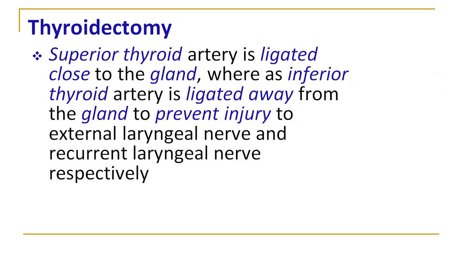Ligate the superior thyroid artery as close to the gland as possible. Why? Because the external laryngeal nerve is plastered to the superior thyroid artery. It will diverge only near the apex. So, ligate the superior thyroid artery as close to the gland as possible. Whereas the inferior thyroid artery should be ligated as far away as possible to prevent injury to the recurrent laryngeal nerve, because the recurrent laryngeal nerve will be diverging away. So, if you want to preserve the external laryngeal nerve, ligate the superior thyroid artery as close to the gland. To preserve the recurrent laryngeal nerve, ligate the inferior thyroid artery as far away as possible from the gland.